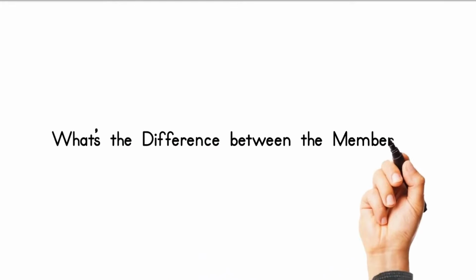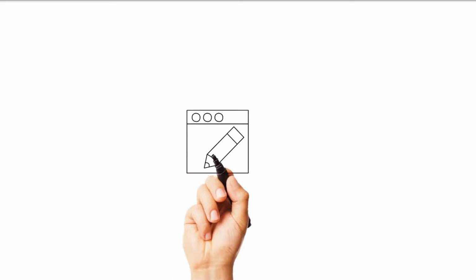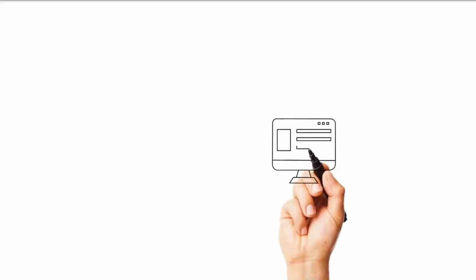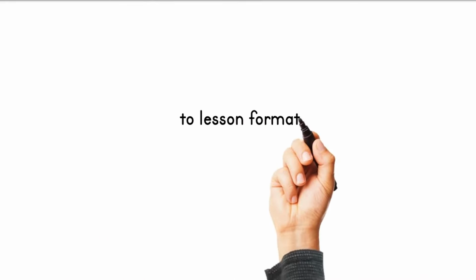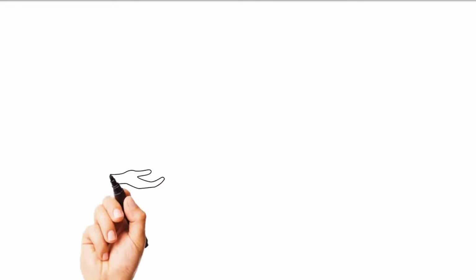What's the difference between the membership plugin and the LMS? The WordPress membership plugin focuses on offering gated content on your site that limits access to that content. Only subscribers can access the premium content behind those gates. And the LMS is a traditional online course platform that focuses on structuring your content in a module to lesson format and can include quizzes, certificates, and progress tracking.